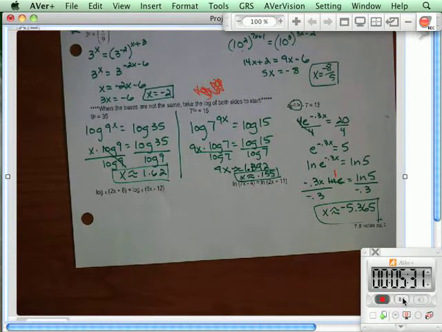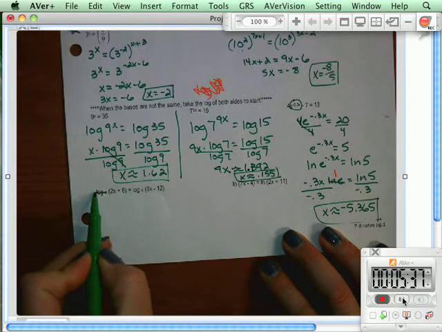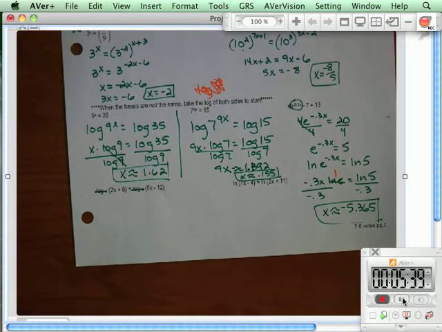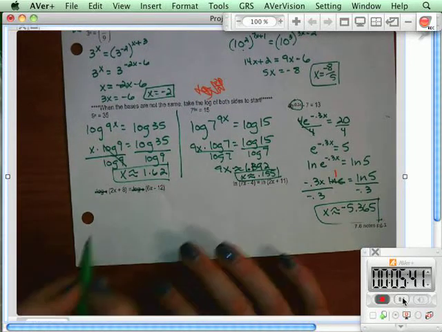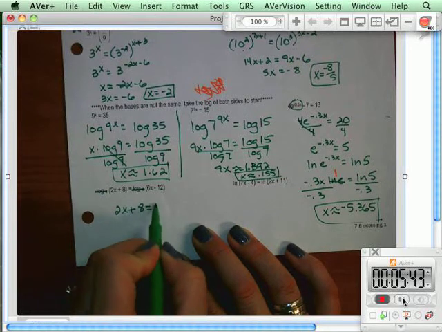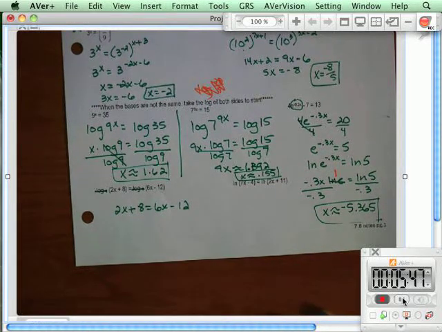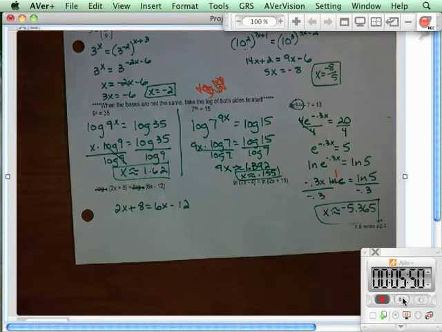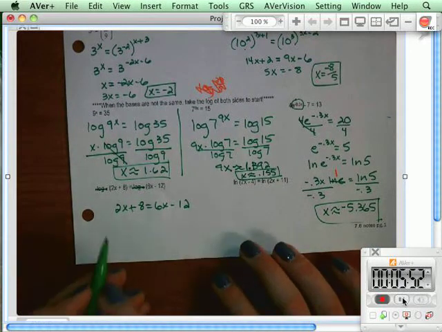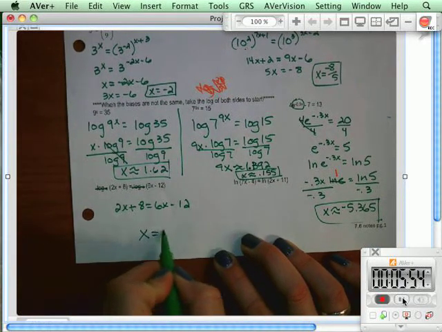Take a look. What do you think? Can I divide both sides by log 4? And then they just go away, don't they? I can just boom, boom. If I divide both sides by log 4, they go away. And I've got 2x plus 8 equals 6x minus 12. If I divide both sides by log 4, they're gone. So then I'm just going to say, okay, if I solve this just for the sake of time, I'm going to say x equals 5.